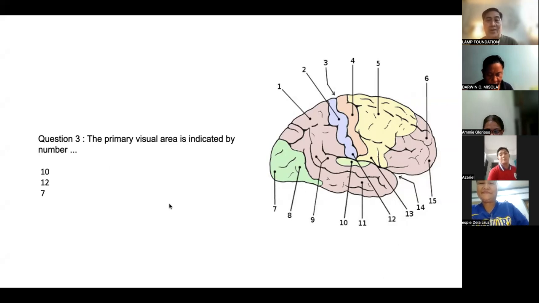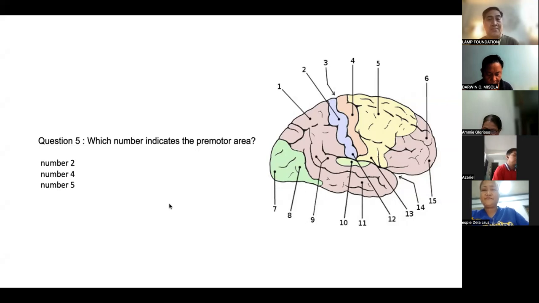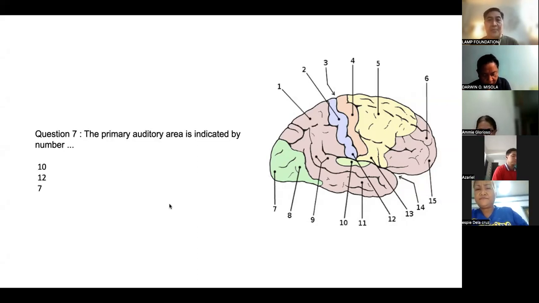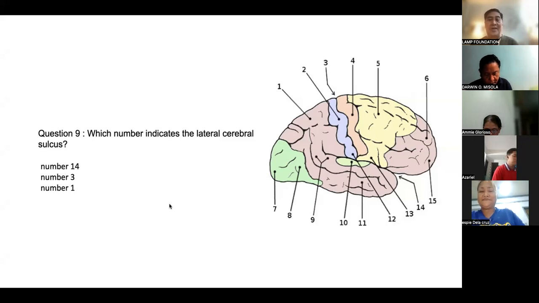The primary visual area is indicated by number 7. Number 4 is pointing to the primary motor area. Which number indicates the premotor area? 5. What is number 2 pointing to? The primary somatosensory area. The primary auditory area is indicated by number 10. Number 15 is pointing to the prefrontal cortex.